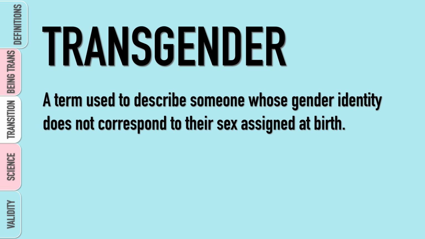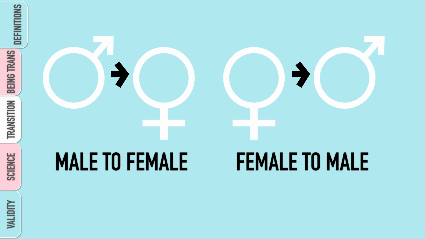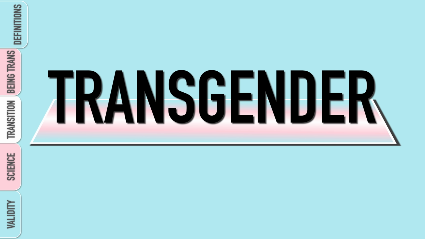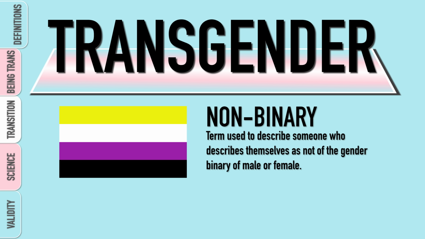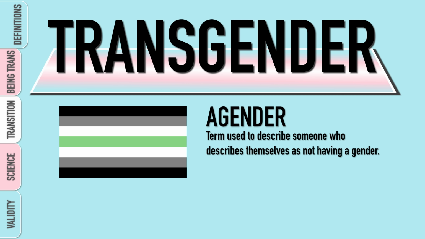Transgender is a term used to describe someone whose gender identity does not correspond to their sex assigned at birth. Though this typically means someone describing themselves as male to female or female to male, sometimes seen as MTF or FTM respectively, transgender is also a blanket term used to describe many other identities. This includes but is not limited to non-binary, meaning someone who describes themselves as not of the gender binary of male or female, gender fluid meaning someone whose gender identity changes over time, and agender meaning someone who describes themselves as not having a gender.